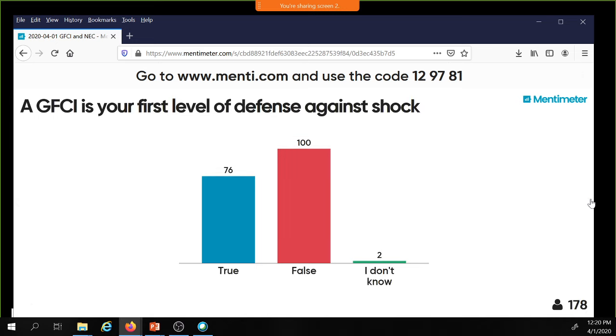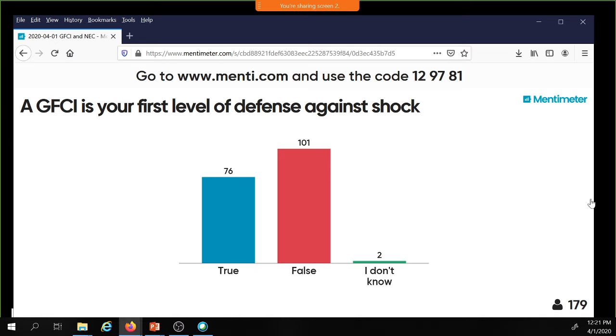A GFCI is your first level of defense against shock. I got 76 say true and 100 say false. 2 don't know. Well, let me tell you. Let me ask this: when you get in the car, do you drive like that airbag is your first level of defense from an accident? Is that how you drive? I mean, if you're in maybe the guys in New York City, or I know there's some people in Pittsburgh, Pennsylvania. I've been on the roads with them, but that's not typically how we drive.